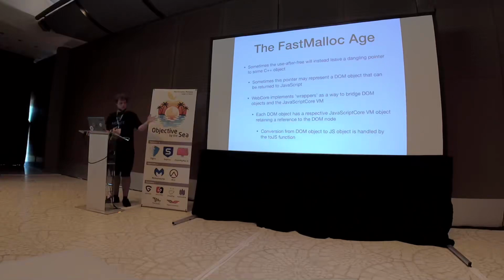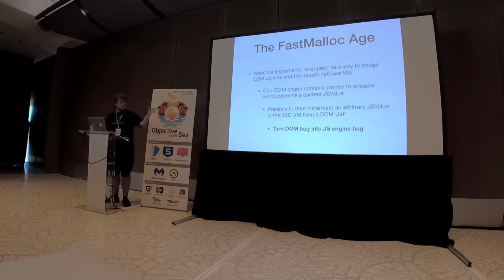So the conversion function, which is handled by toJS, can actually read the JavaScript value from the freed C++ object and return it into our JS engine, and we can turn DOM bugs into JavaScript engine bugs like this.